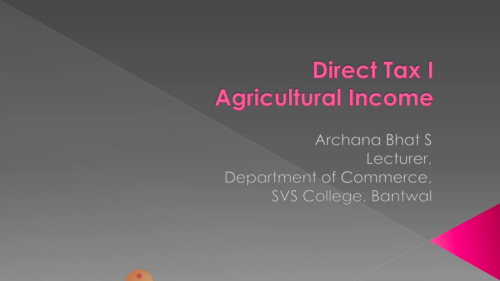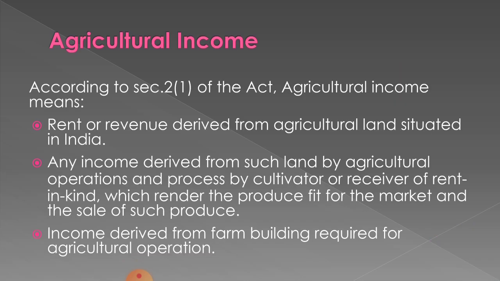In this session, we are going to study about agricultural income. According to Section 2, Subsection 1 of the Income Tax Act of 1961, agricultural income means any rent or revenue derived from land which is situated in India and is used for agricultural purpose.